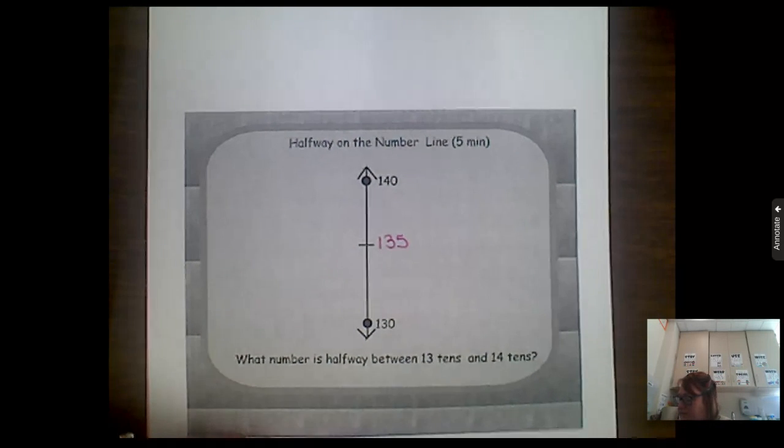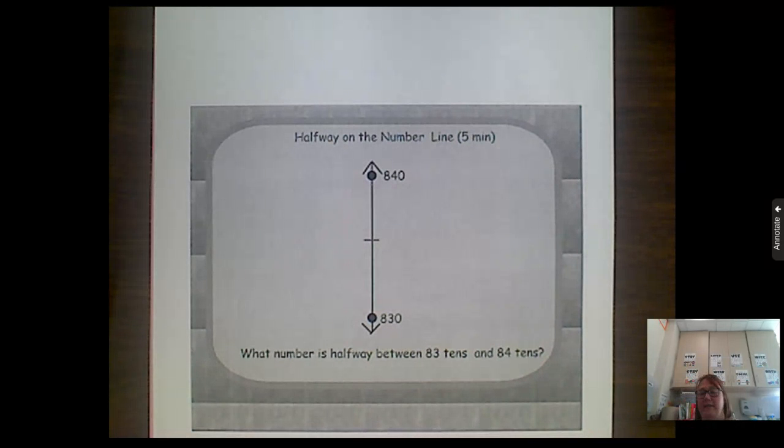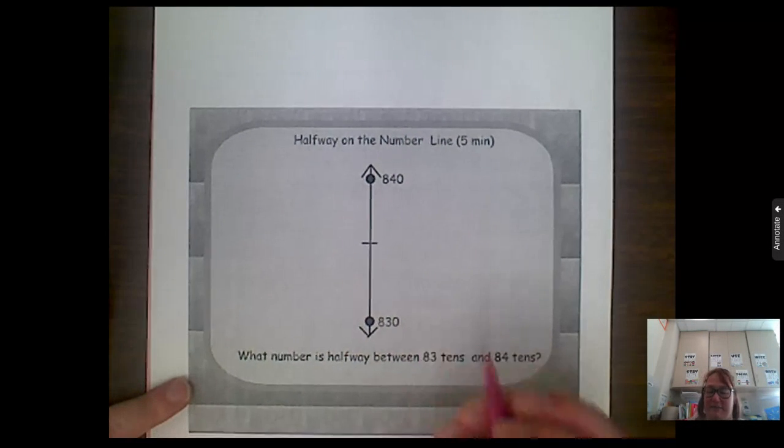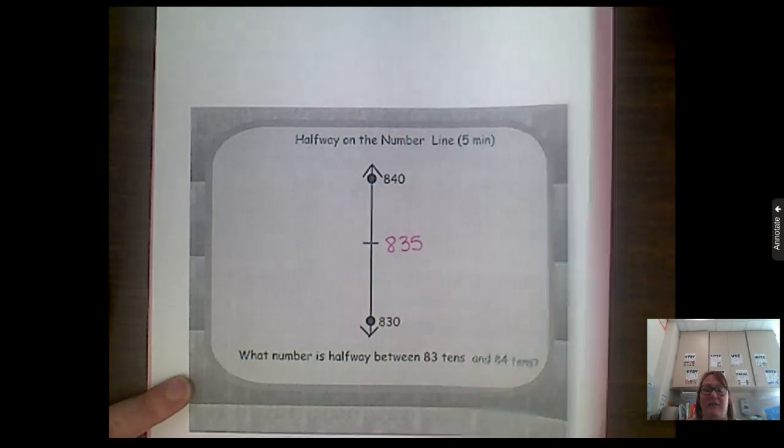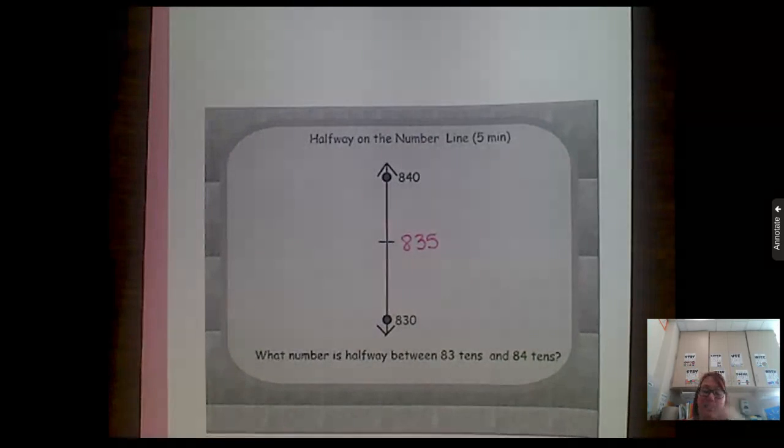And as we move on, take a look at that next one. What number is halfway between 83 tens and 84 tens? So pardon me for one moment. Grab something behind me. So that is 830 and 840. So what number would be halfway between 830 and 840? You probably already got it with all my babbling. Did you say 835? Good. 835 is halfway between 830 and 840. And that's it. So that's what we're going to be starting with today.